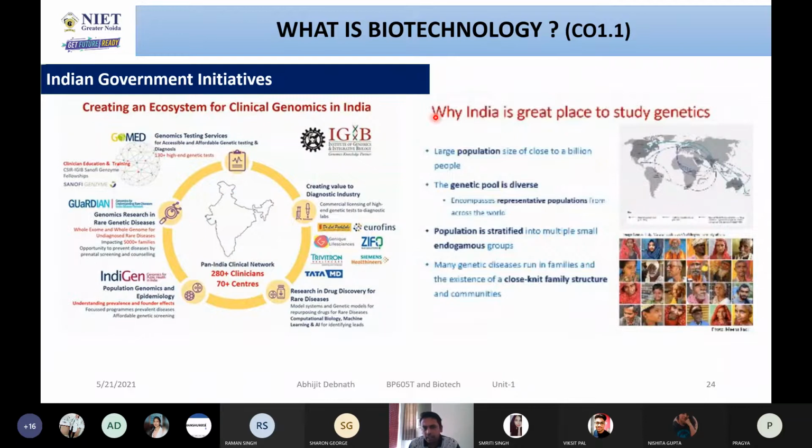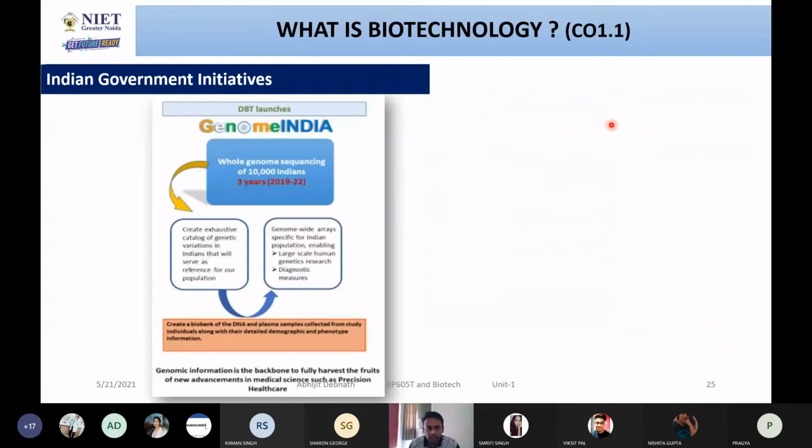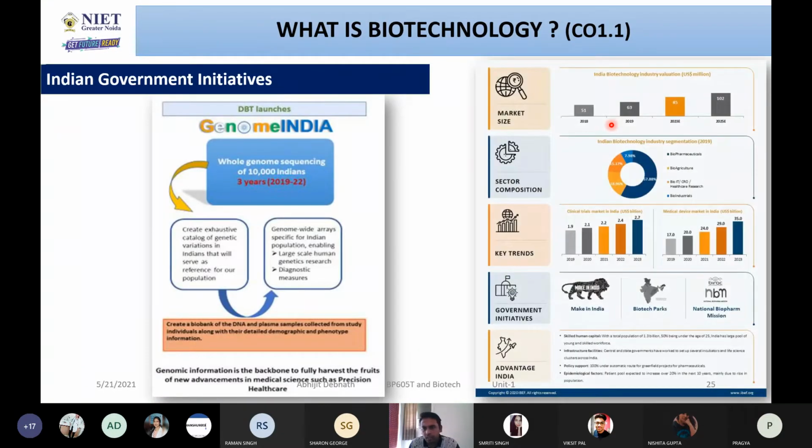And why is India a great place to study genetics? Because of our huge population and our diverse genetic pool. Our population has so much variation in its genome. Due to that, India is a great place to study genetics, and that's why the field is improving. Genome India was a project launched by the Government of India.